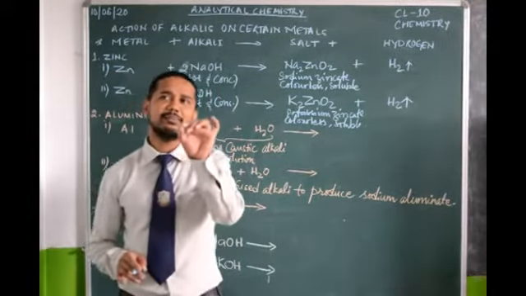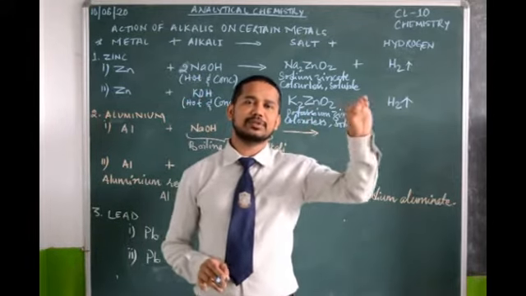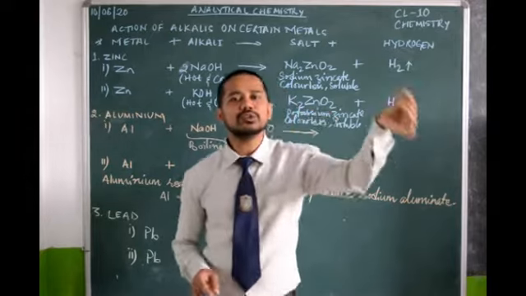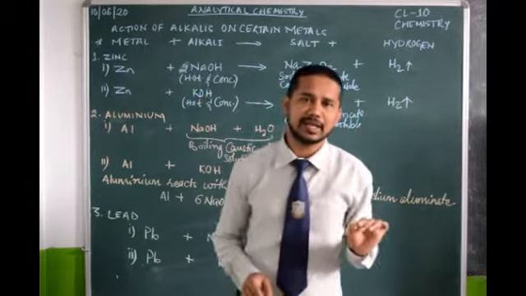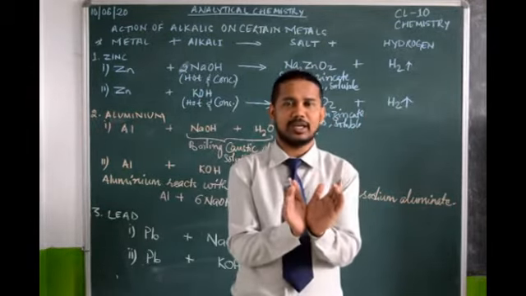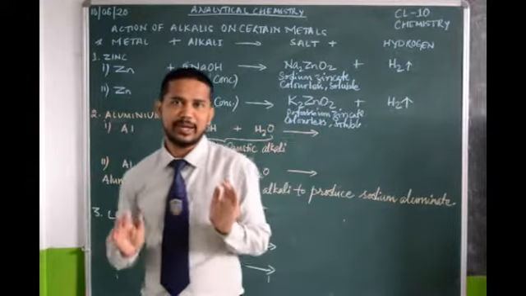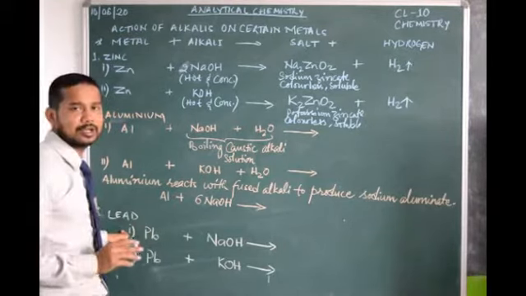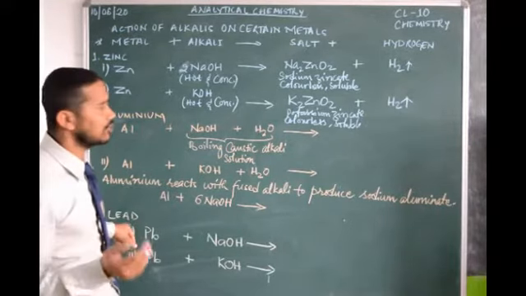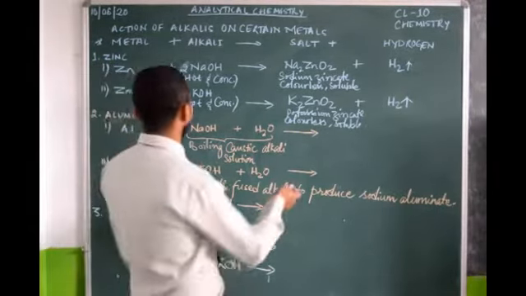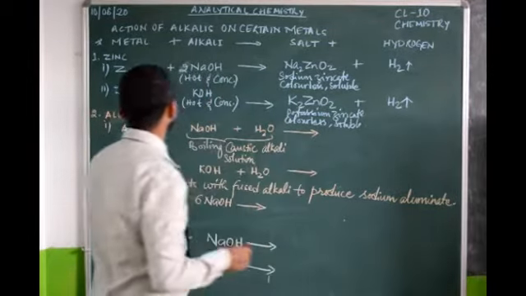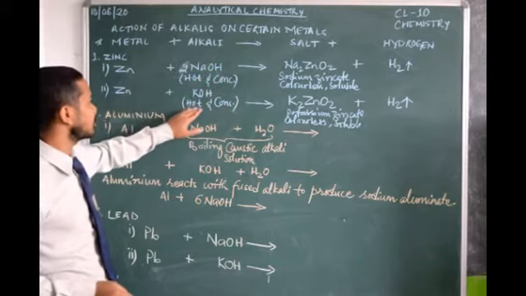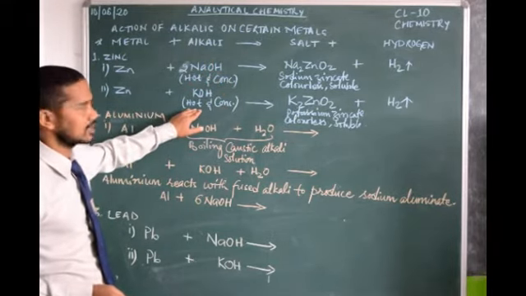So metal plus acid gives salt plus hydrogen gas. Metal plus base also gives salt plus hydrogen gas. But here the base must be alkali and the metal must be zinc, aluminium or lead. No metal other than these can react with alkalis. So this is the reaction between zinc and alkali, sodium hydroxide as well as potassium hydroxide.